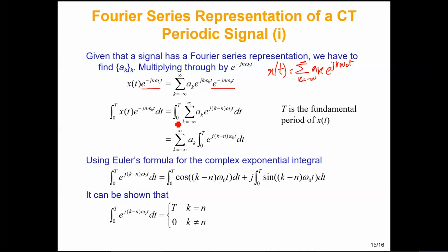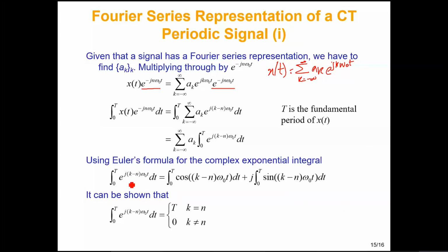Then if you just see the right hand side, we can take the integral inside the summation, and we end up getting this integral from 0 to T of e raised to the power of j(k minus n) omega naught t. We are just combining these complex exponentials together and writing it as j(k minus n) omega naught. We end up getting this integral that we see right here, which involves the difference between k and n. So now let's see separately what we have for this integral.